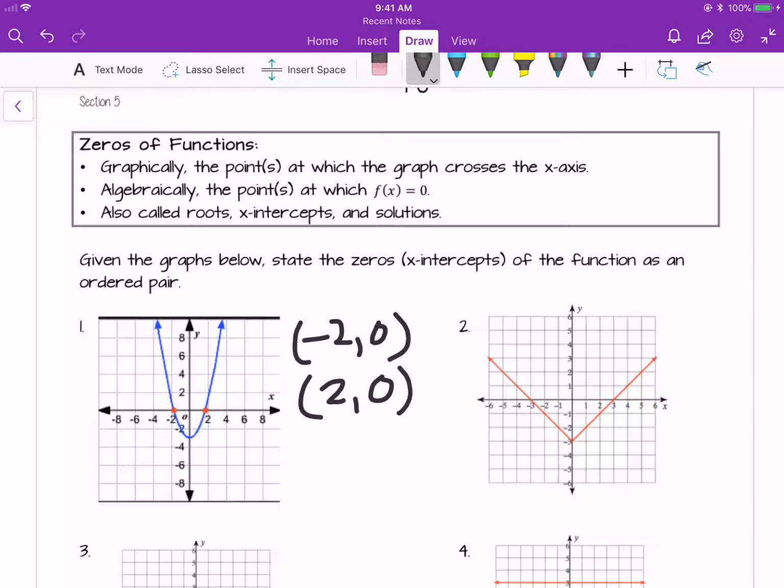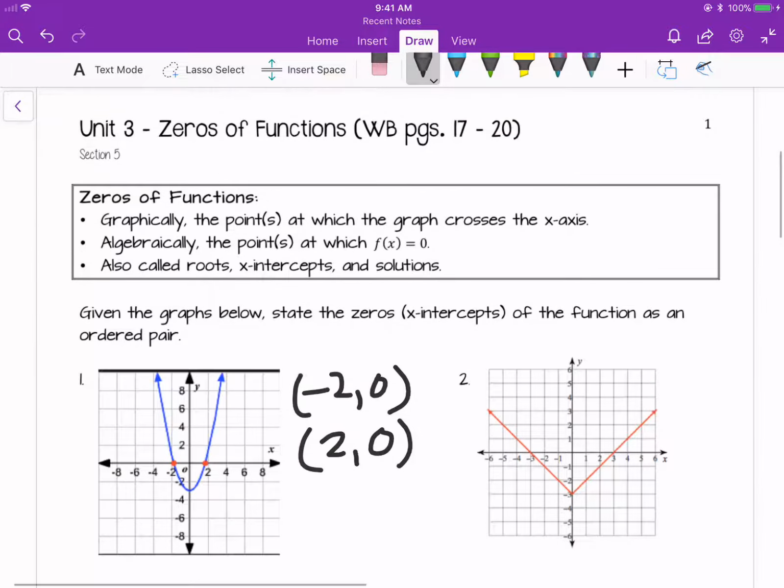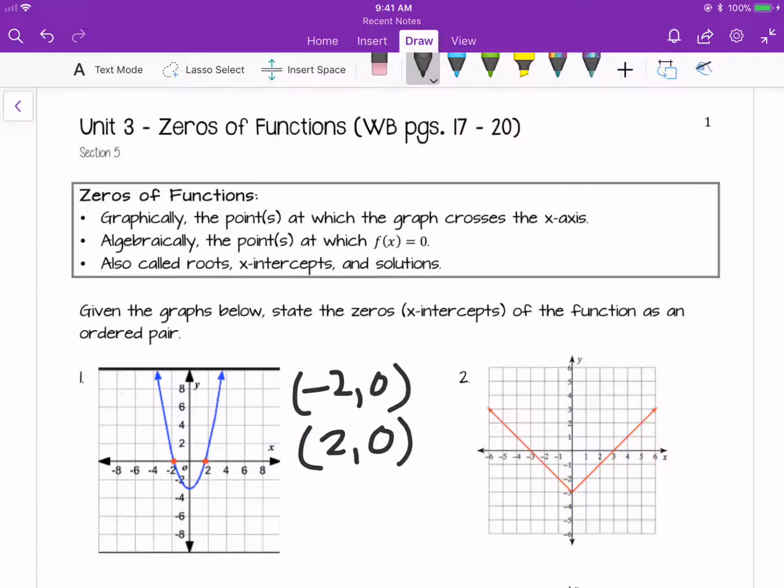Okay, so 2 and -2 are called the zeros of the function. Now, they're also called the roots of the function, the x-intercepts of the function, and the solutions of the function. So those 2 points have 4 names. They can be called the zeros, the roots, the x-intercepts, or the solutions.